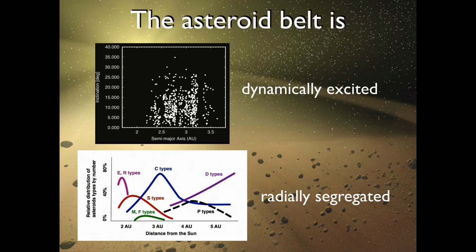The inner parts are dominated by S-type asteroids that are pretty dry, and the outer parts of the main belt are dominated by C-types that have some water in them. So if we have a model to explain the origin of the solar system, we need to explain the asteroid belt as well.